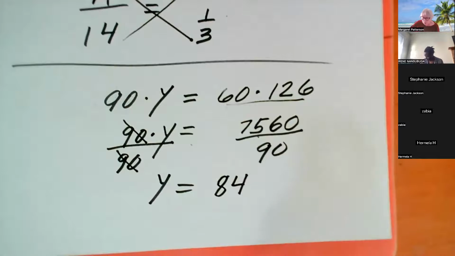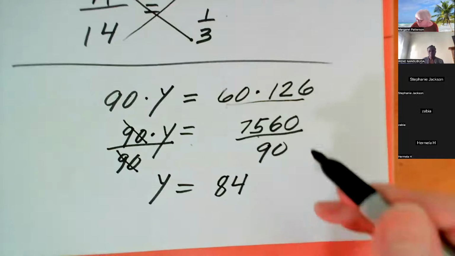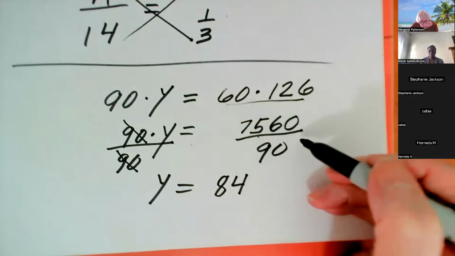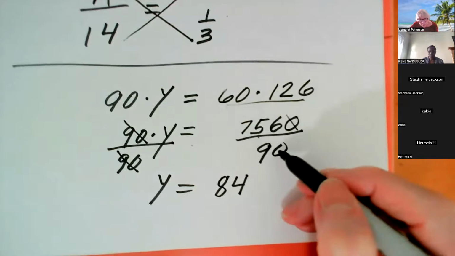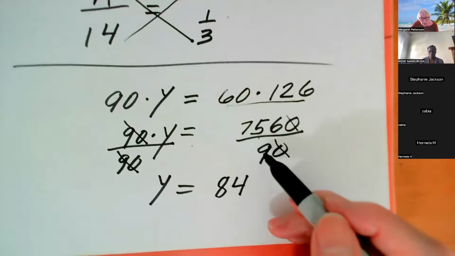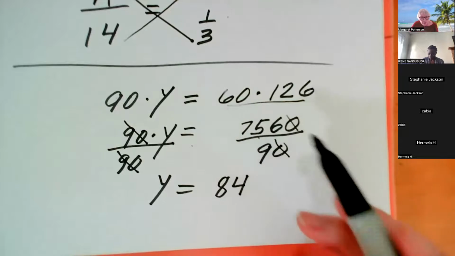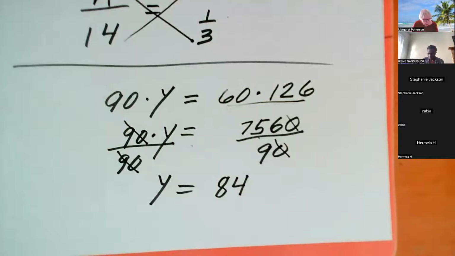You could do that by hand. But honestly, when the numbers get large, I don't mind using the calculator. But if you had to do it by hand and your battery died on your calculator, whatever, I would take out those two zeros and then just divide 9 into 756. It wouldn't be that bad of a problem.